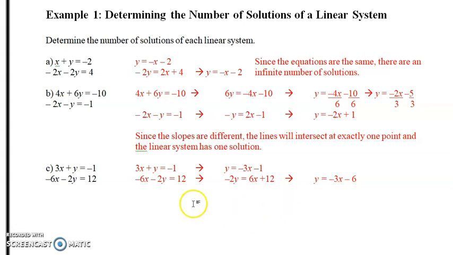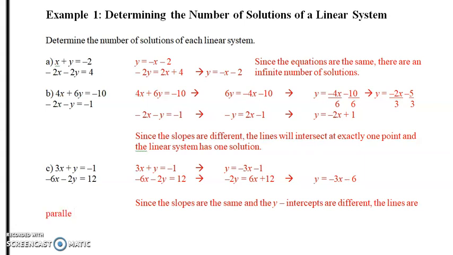So this means that we have parallel lines. Okay. So since the slopes are the same and the y-intercepts are different, the lines are parallel, and the linear system has no solutions. Okay?